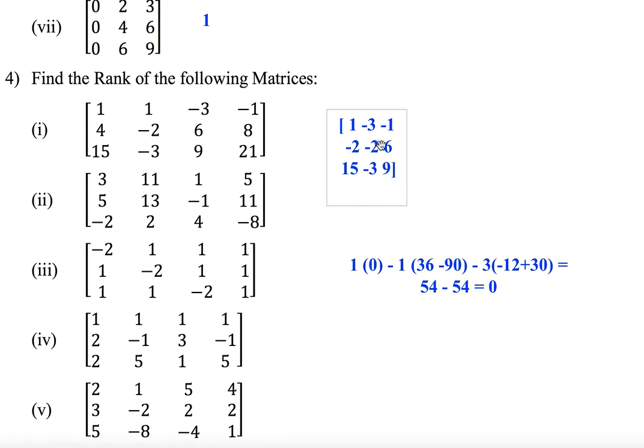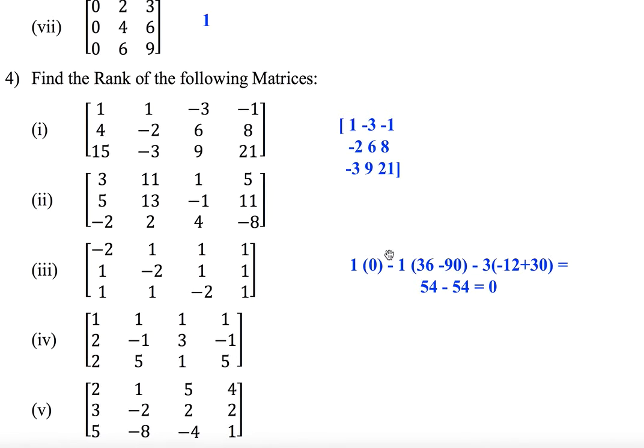Minus 2. This is 6. This is 8. This is minus 3. Yes. Minus 3. Next one is 9. Next one is 21. Right. Okay. Let's find the determinant of this matrix.